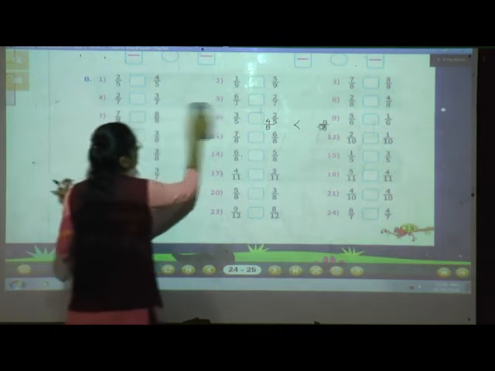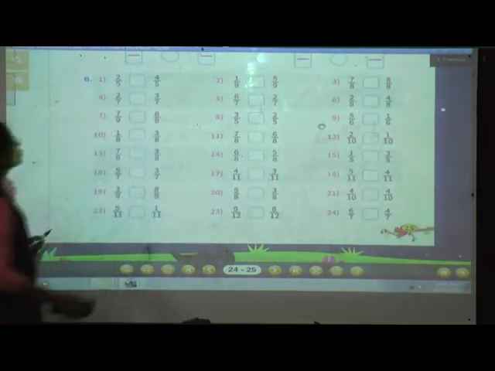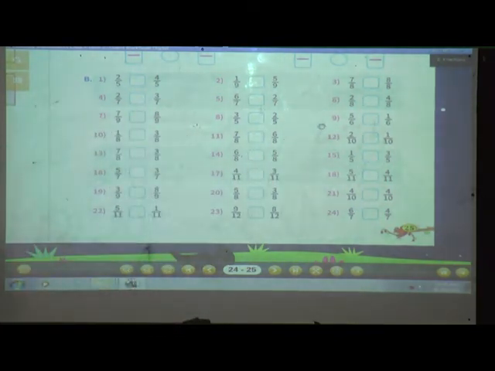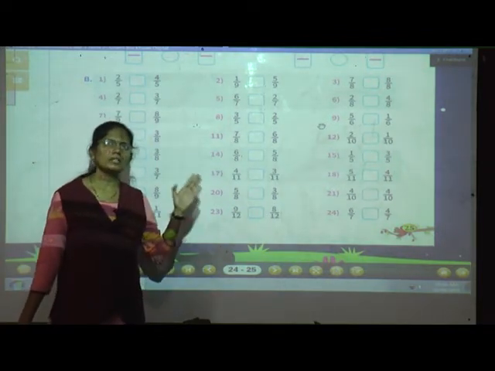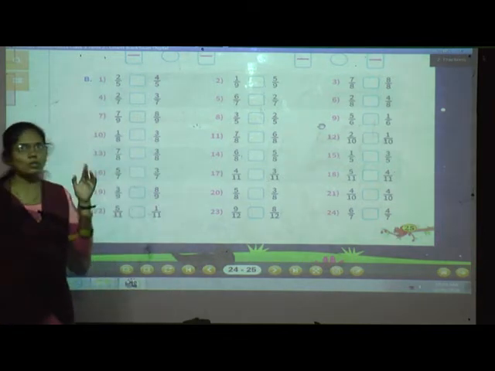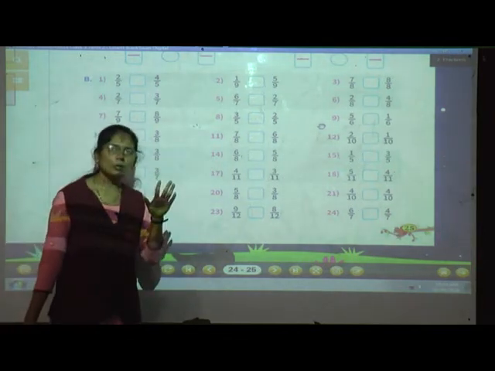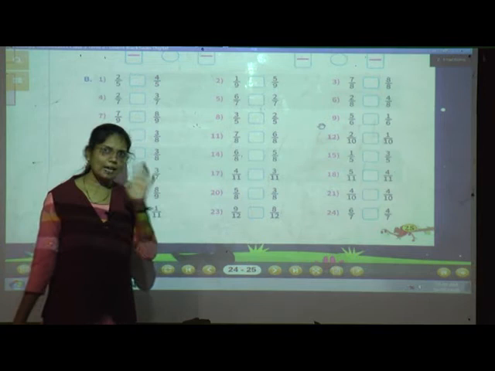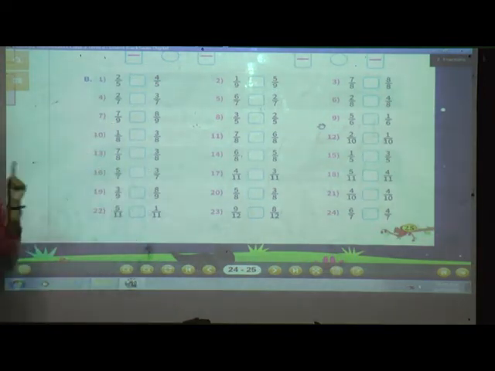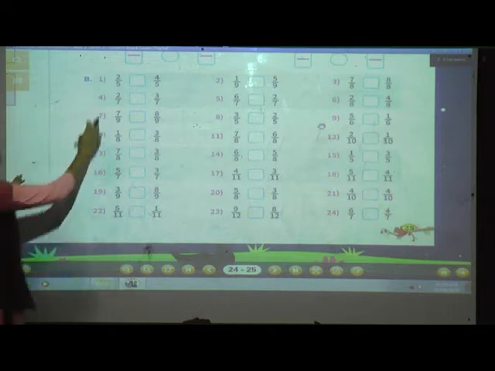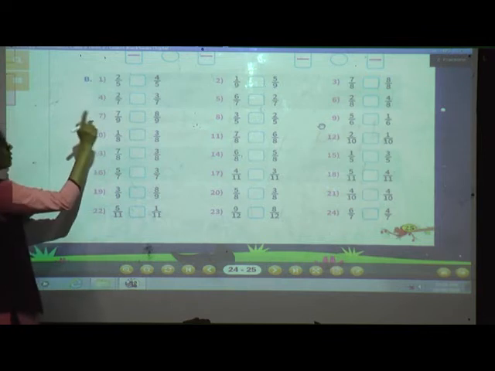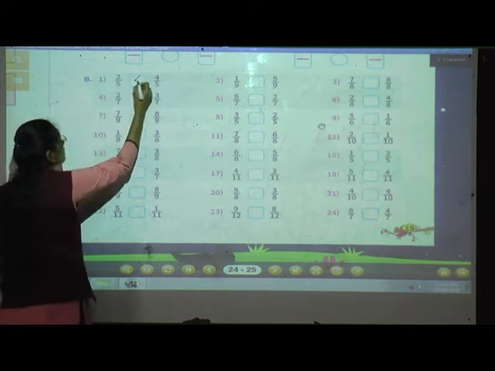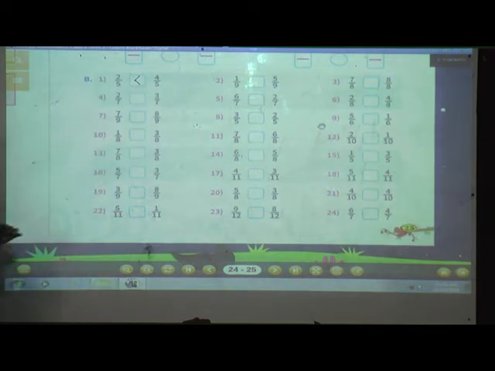First example, 2 by 5 and 4 by 5. See students, all are like fractions only. So no need to see the denominator, you only have to focus on the numerator because all the fractions are like fractions. So only compare the numerator. Now see the first example. Here the numerator is 2 and here 4. So 4 is greater than 2. So this fraction is greater than 2 by 5.